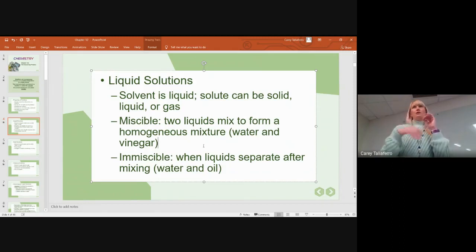You could see the separation of the layers. So oil and water, for example, are immiscible. You cannot make a solution with oil and water because the oil is always going to rise to the top, and the water is going to stay at the bottom, and the oil is just going to rest in the water. So certain liquids you can make solutions with, and certain liquids you can't.